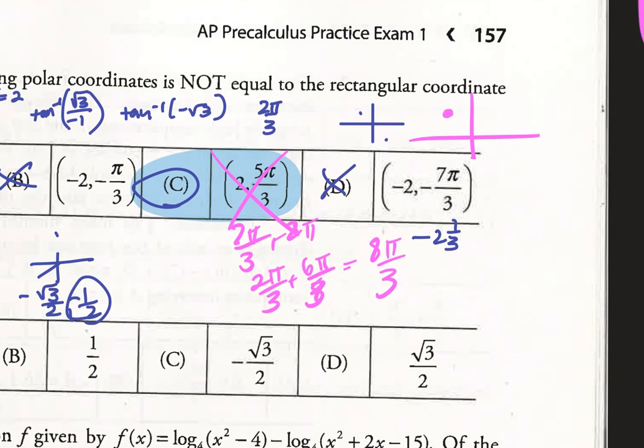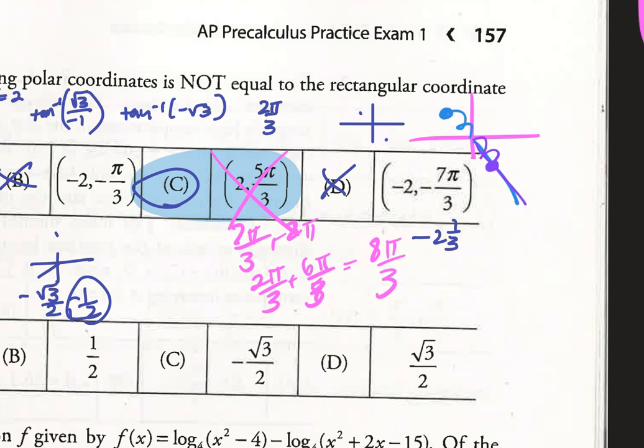So if I did negative pi over 3, negative 2, negative pi over 3 is in my fourth quadrant, but negative 2 goes to that point. So that one would be the same as the original. If I did 5 pi over 3, 2, 5 pi over 3 is in the fourth quadrant. Positive 2 would be towards it. That one's in the fourth quadrant, so I know it's wrong.